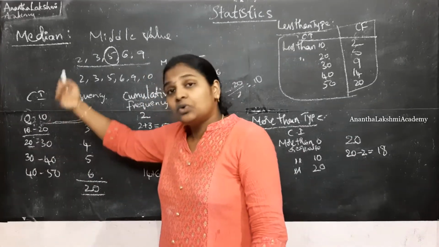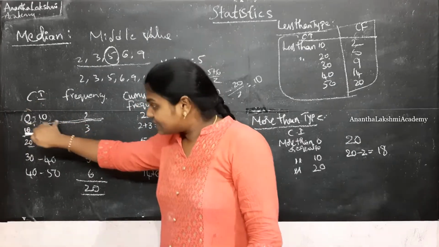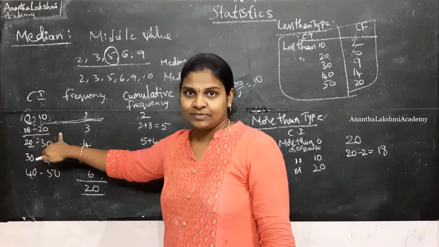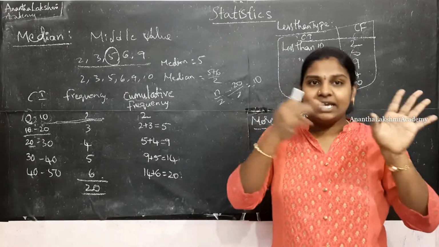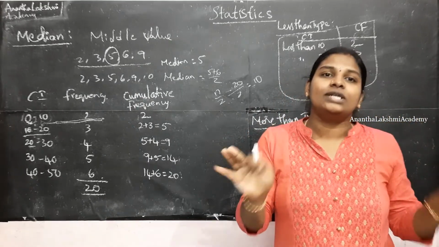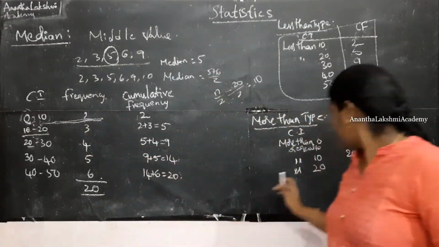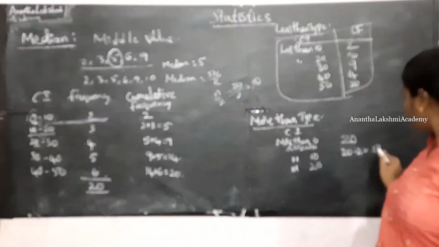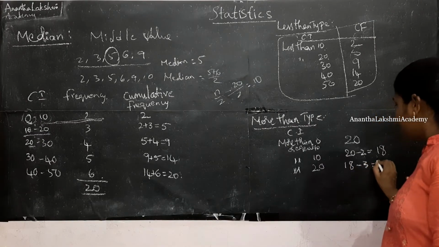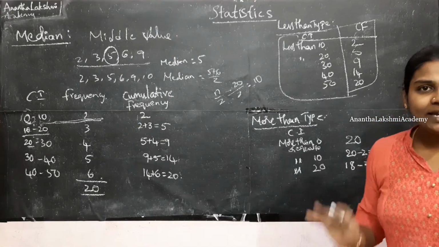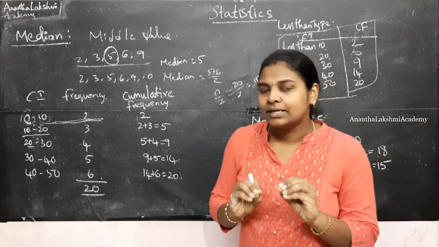So I need to exclude those students who got marks between 10, this interval and this interval, isn't it? When I want to know more than or equal to 20, I need to exclude those students who got marks less than 20, which is nothing but this. Here if you see, already we have excluded 2. So from this 18, I am going to subtract 3, which becomes 15. Am I clear? Am I making sense? For each interval, more than type is a bit complex.